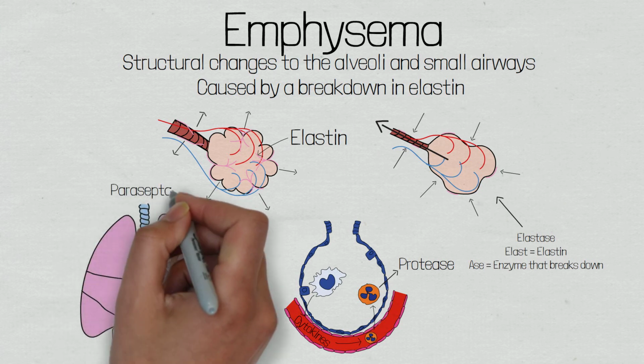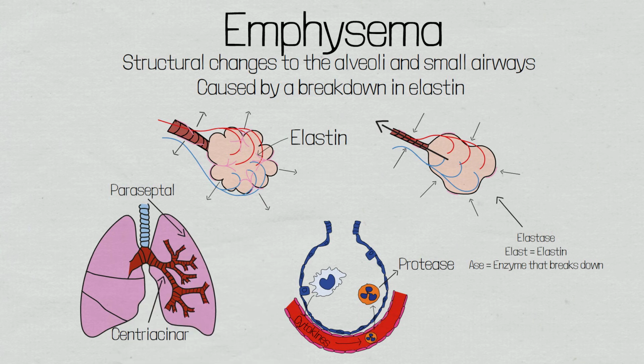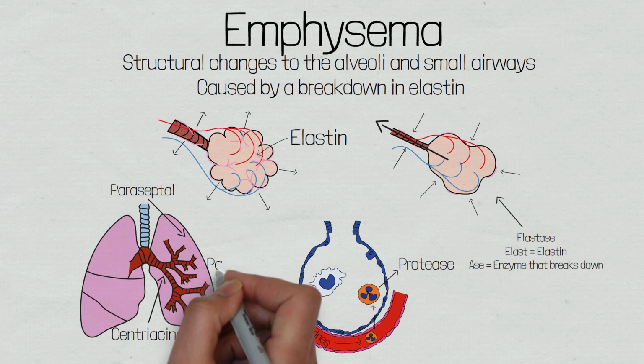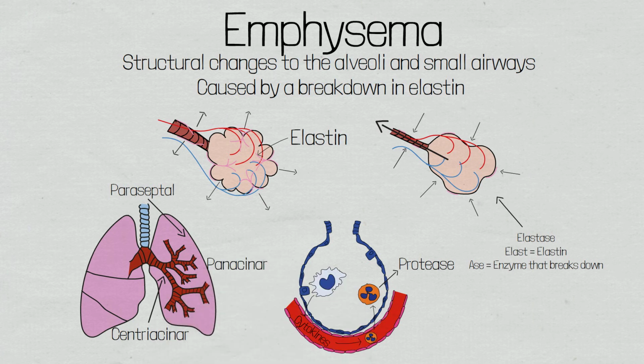Paraseptal emphysema refers to emphysema that occurs next to the pleura and can cause blebs to form, increasing the risk of a pneumothorax. Panacinar refers to random distributions throughout the lungs, but typically involves the lower lobes.